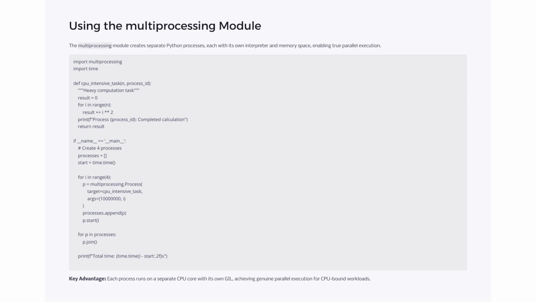The multiprocessing module in Python allows for true parallel execution by creating separate processes, each with its own interpreter and memory space. This enables CPU-bound tasks to run on different cores, bypassing the global interpreter lock. In our example, 4 processes handle a CPU-intensive task, significantly reducing execution time by utilizing multiple cores.